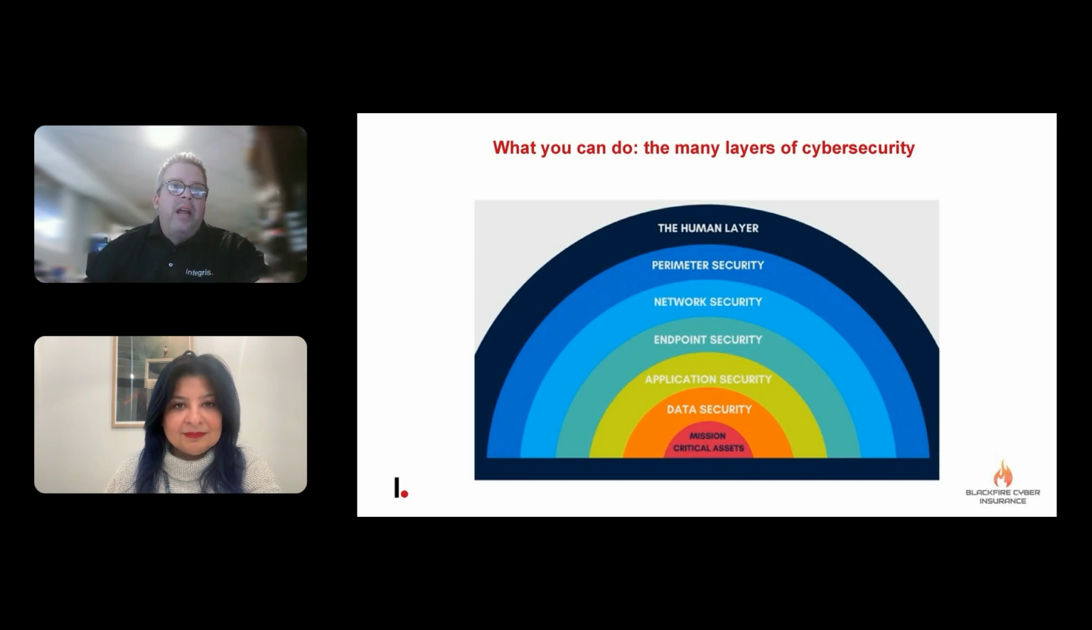So again, all these layers are important. And here at Integris, we have some for every one of these layers that we put in place to protect our clients.